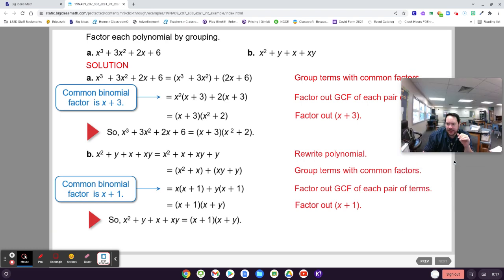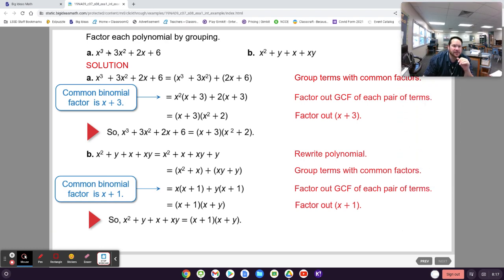Again, that is the new way of factoring if you have 4 terms or more. Otherwise, again, step 1, GCF. Step 2, look for shortcuts like difference of squares. Step 3, area model. And then this grouping method is step 4.